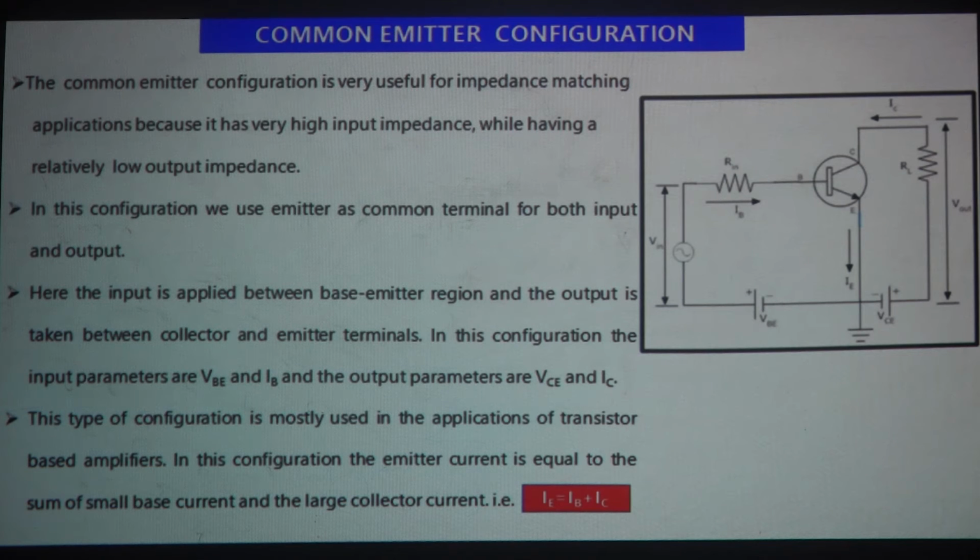In this configuration, the emitter current is equal to the sum of the small base current and the large collector current, that is IE is equal to IB plus IC. So these are the three types of configuration: common base configuration, common collector configuration, and common emitter configuration.